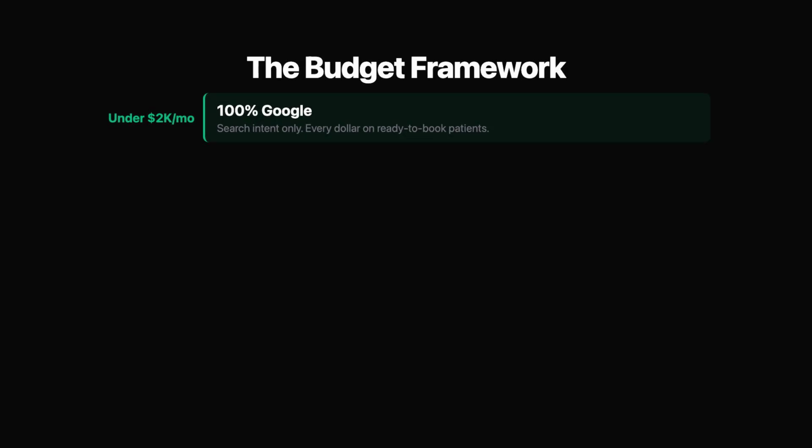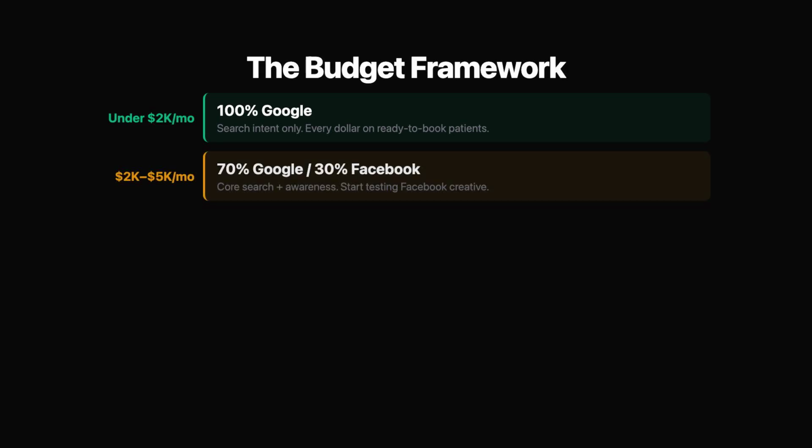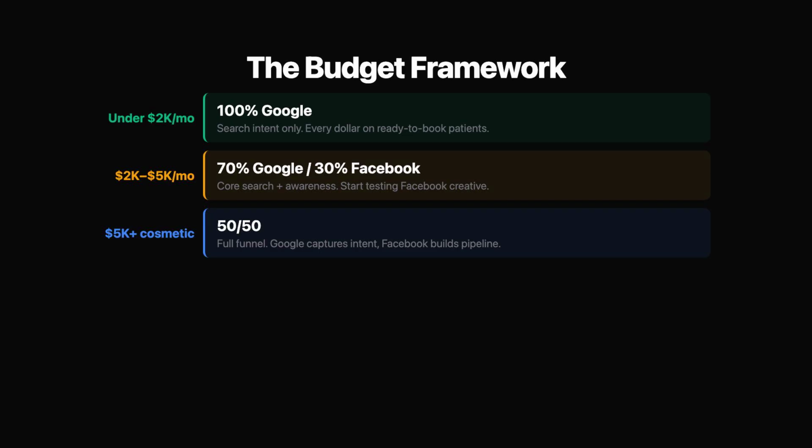So how should you actually split your budget? Here's a simple framework. If you're spending under $2,000 a month on advertising, put it all on Google. Seriously. You need to dominate one channel before splitting across two. Google gives you the fastest return because the leads are higher intent. If you're spending $2,000 to $5,000 a month, split it 70/30, 70% Google, 30% Facebook. Use Facebook for awareness and retargeting people who visited your website but didn't book. If you're a cosmetic-heavy practice spending $5,000 or more, you can go 50/50. Facebook's visual strength starts to justify the investment at that scale, even with AHPRA restrictions.